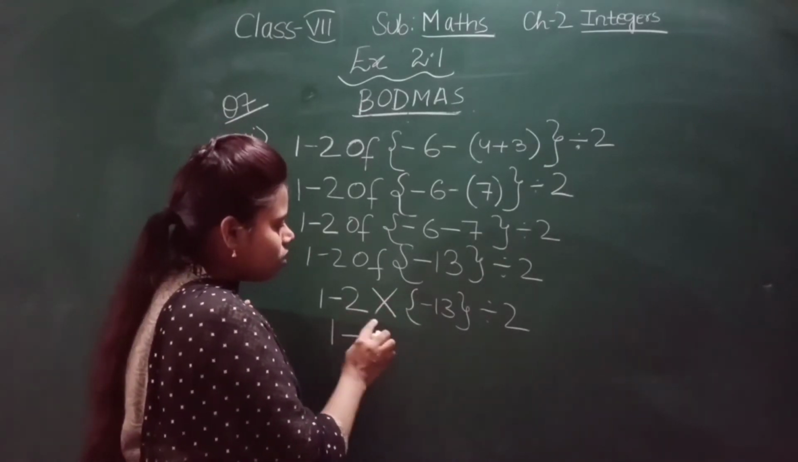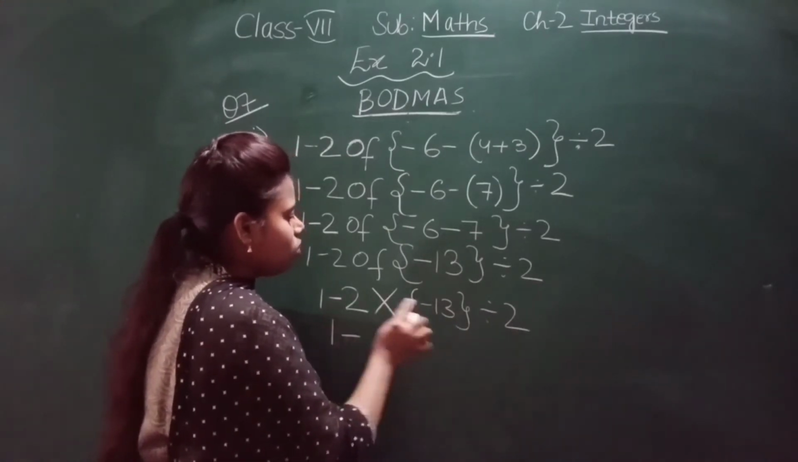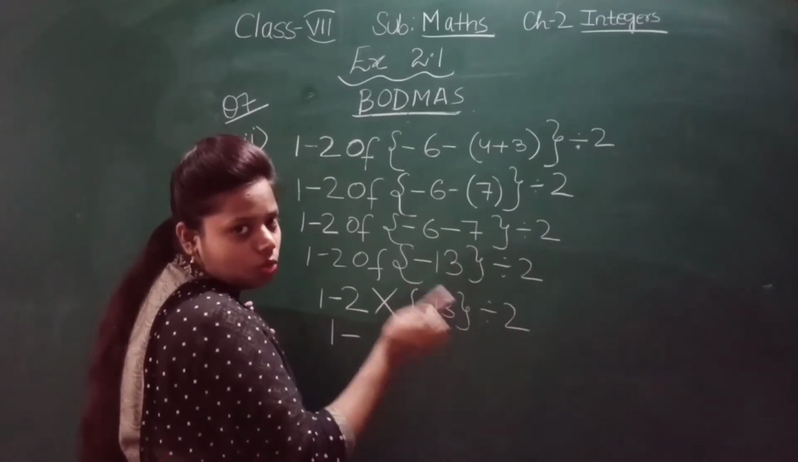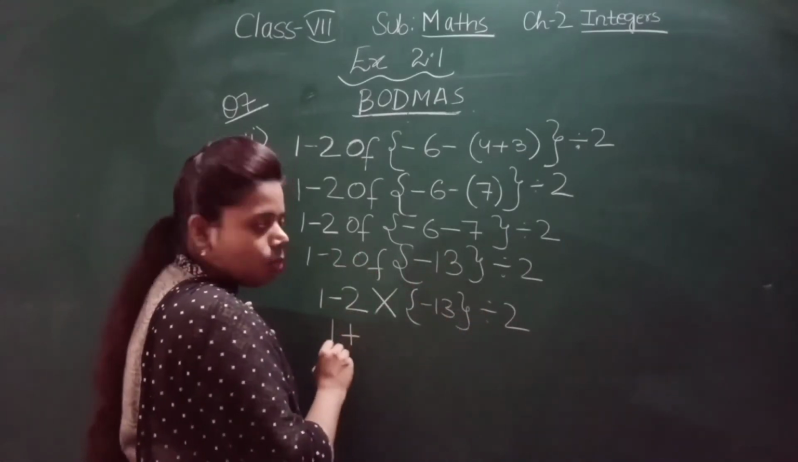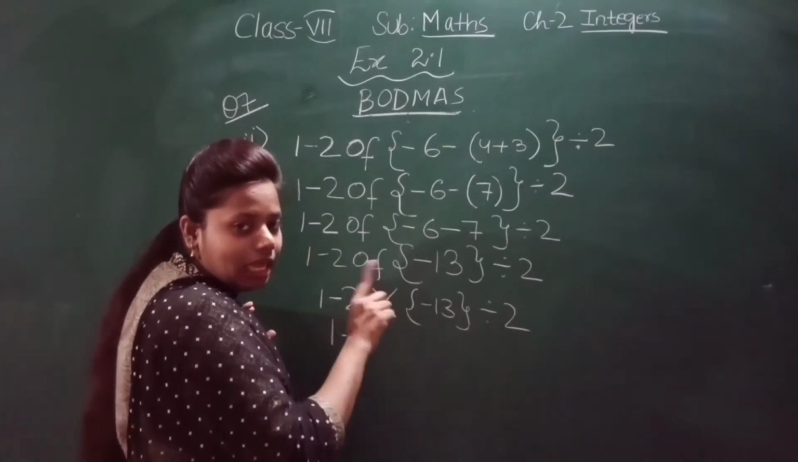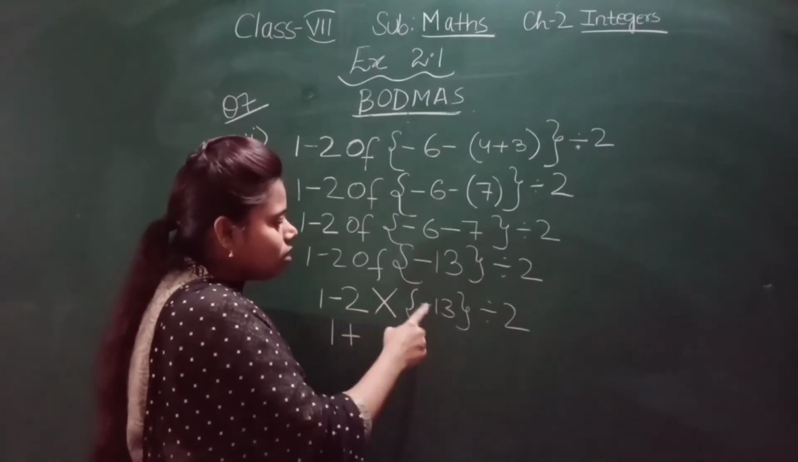Multiplication. This is minus 2. This one is minus 13. So minus minus will be what? When a minus sign gets multiplied by a minus sign, what will be there? Plus. In multiplication, you will write that. In that case, you don't have to see which one is greater, which one is smaller.